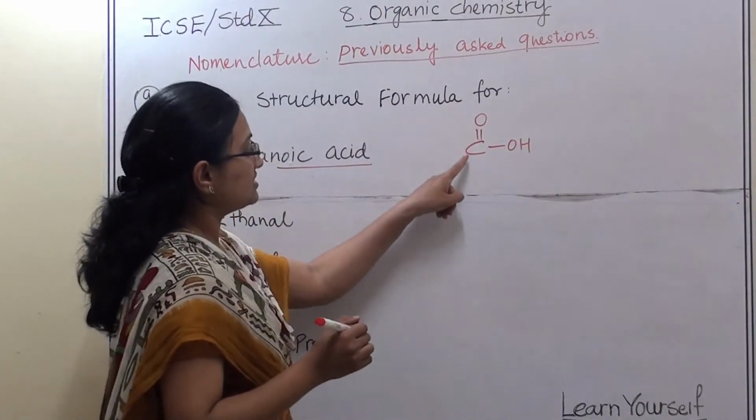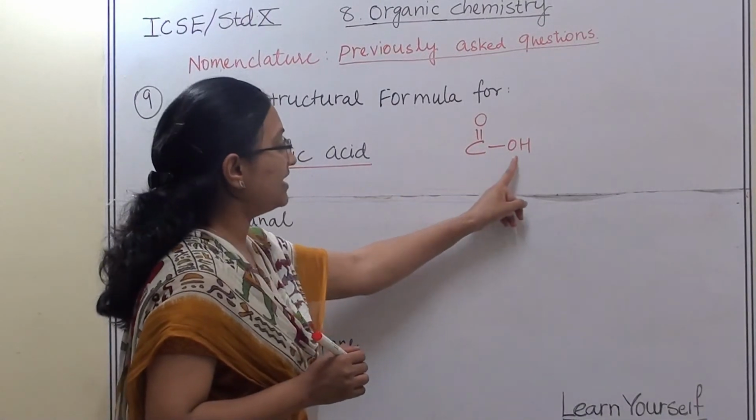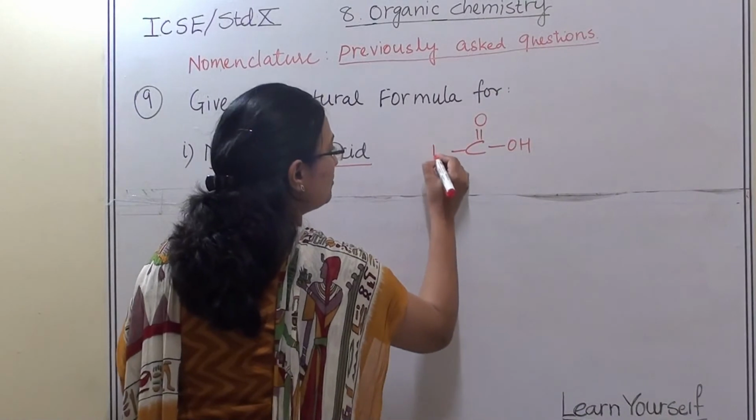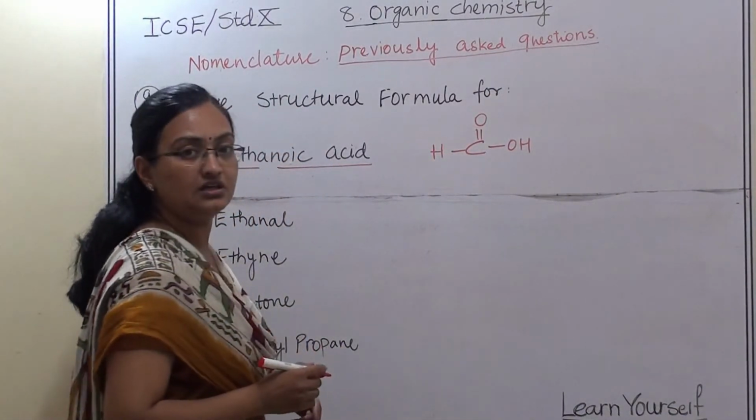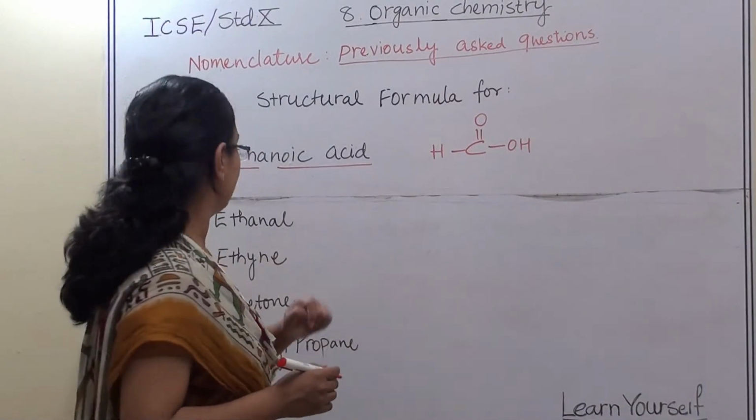This is C with a double bond to oxygen, along with an OH group. If you will see, then only one valency will be left for the carbon. So this is going to be methanoic acid.